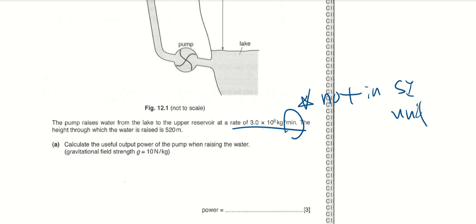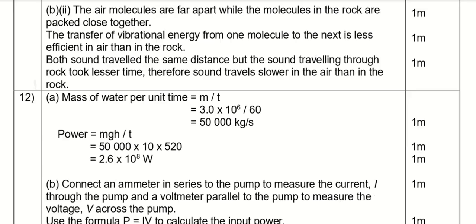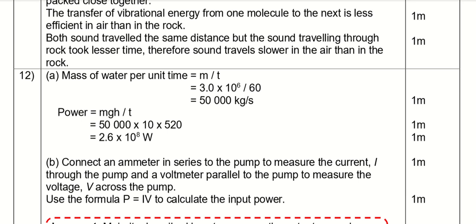And they mention again that the height is 520. Calculate the useful power output when raising the water. They give us g. So what is the mass of water per unit time? See, need to change it to seconds, because everything in energy is in SI units.